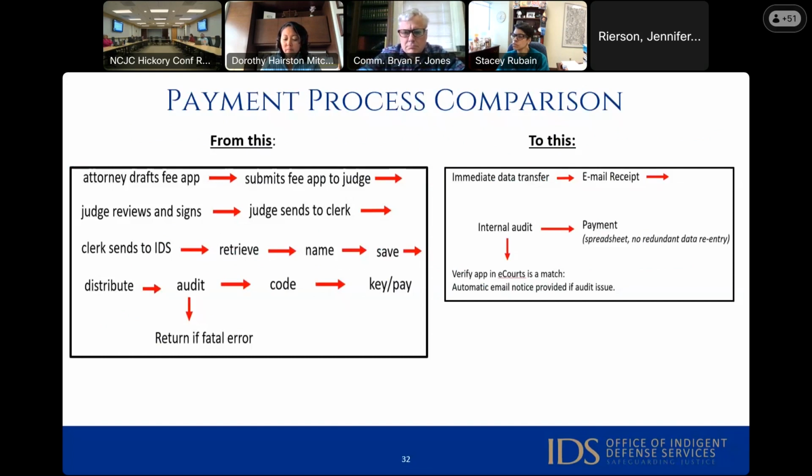We have an email receipt. Then we do our internal audit. We verify that there's a matching fee app. An automatic email notice is provided if there is an issue. If there's no issue, it goes right into a spreadsheet that can be uploaded for payment.